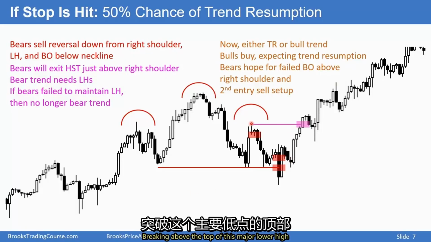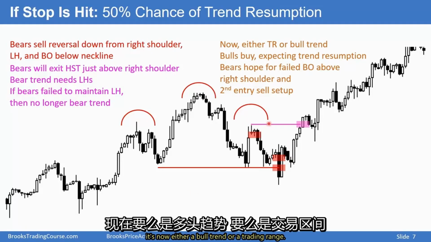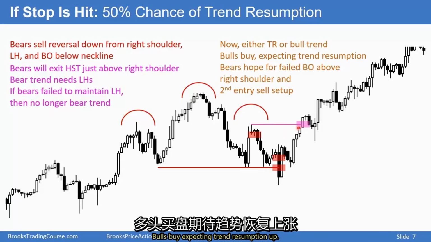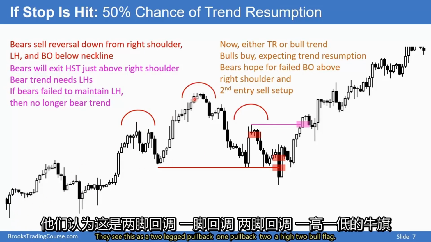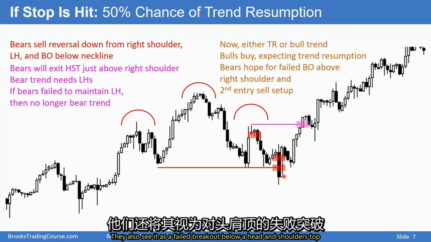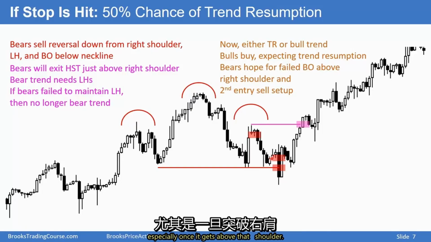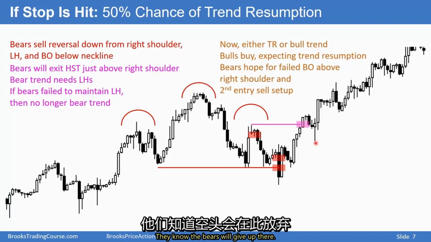Breaking above the top of this major lower high, it's now either a bull trend or a trading range. Bulls buy, expecting trend resumption up. They have a bull trend. They see this as a 2-legged pullback, 1 pullback 2, a high 2 bull flag. They also see it as a failed breakout below a head and shoulders top, especially once it gets above that right shoulder. They know the bears will give up there.